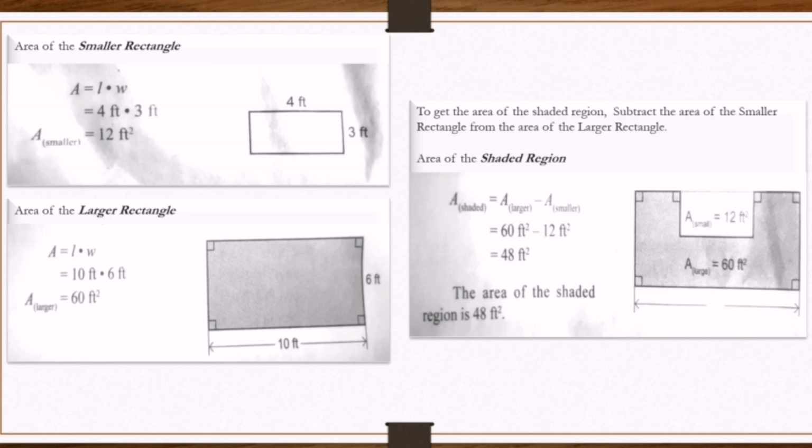Now, to get the area of the shaded region, we just need to subtract the area of the smaller rectangle from the area of the larger rectangle. Now, therefore, the area of the shaded region is equal to 48 feet squared.